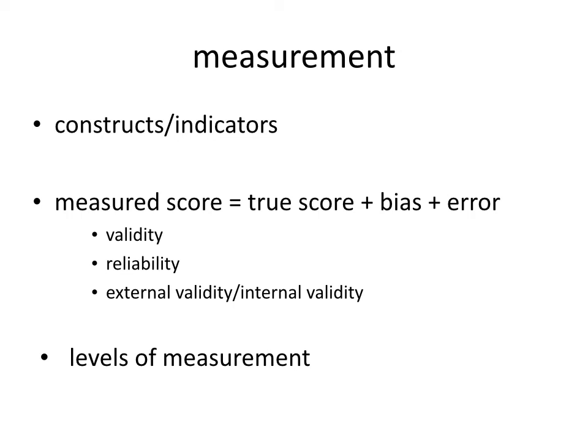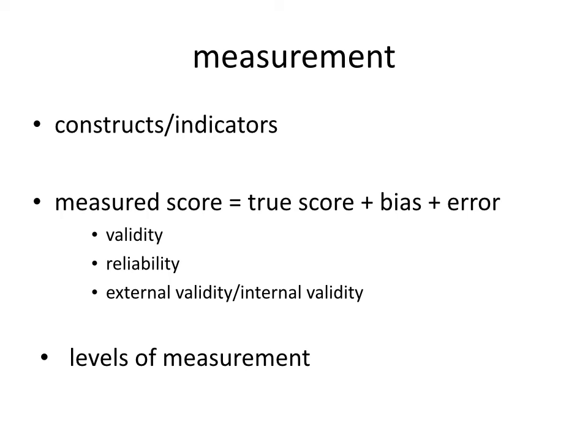Reliability is the repeatability of a measure. So a reliable measure is one where the measured score, when it's repeated on the same phenomenon, the same item, the same situation. So if you're measuring people, for example, if you measure the same people in essentially the same context or situation, you'll get the same score. So a reliable score is one that has no error.